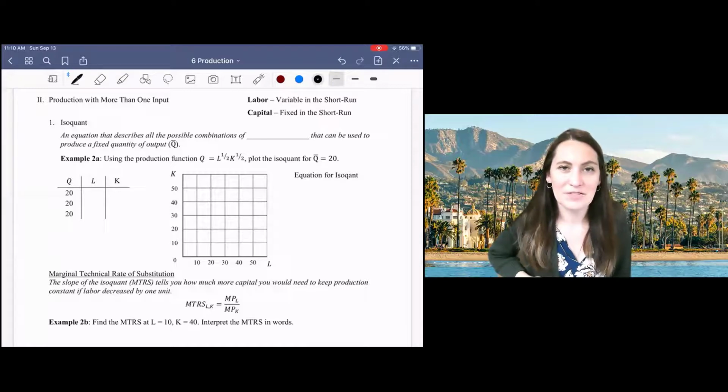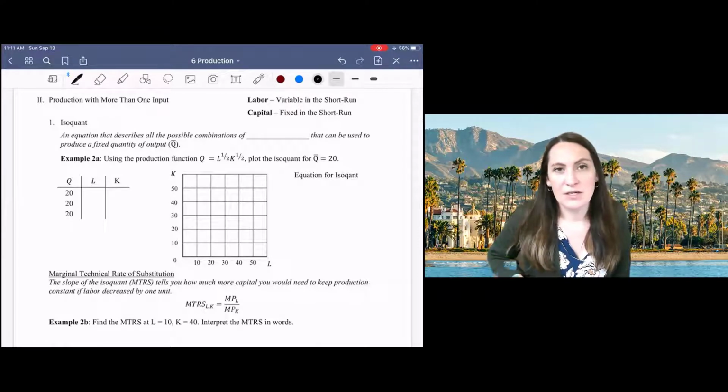Now that we've talked about marginal product, we can move on to thinking about production functions with more than one input. We're going to typically have production functions with two inputs, and this is so that we can show the difference in trade-offs in production between fixed and variable inputs. Fixed inputs are fixed. They cannot change in the short run, while variable inputs can change in the short run.